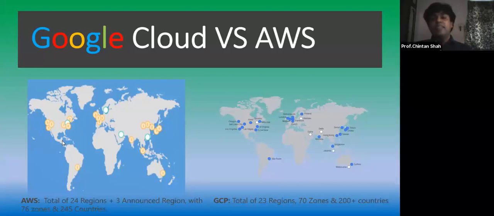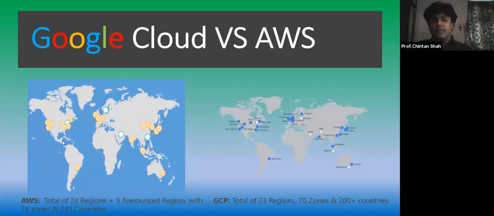And whenever I speak about a data center, the data center has to be fault tolerant. Now, what is fault tolerant? As I said in my previous slide, fault tolerant means one that has minimum downtime. So a zone is one or more data centers located within a region. In AWS, we call it an availability zone. In GCP, we call it a zone.